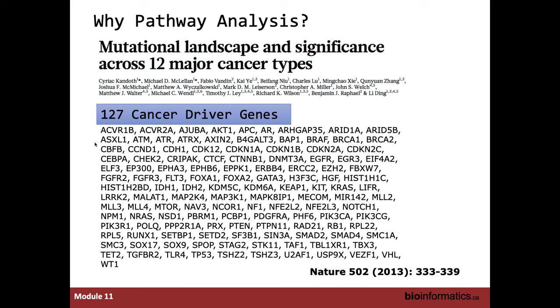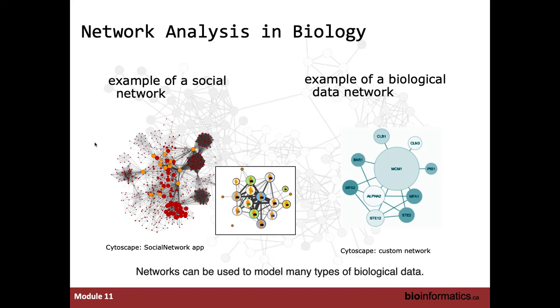Now, does anybody recognize any genes in that list? Right, nodding your head. That's good. But we don't really know what these 127 genes are doing and why these mutations cause cancer. So basically, pathway and network databases allow us to map these genes onto biological pathways and networks to potentially understand their roles within these pathways and networks.